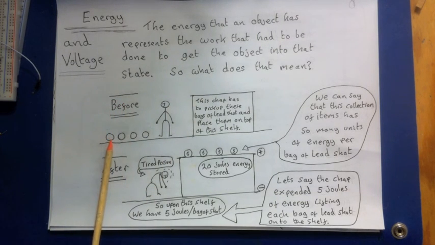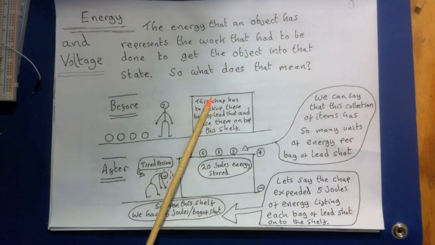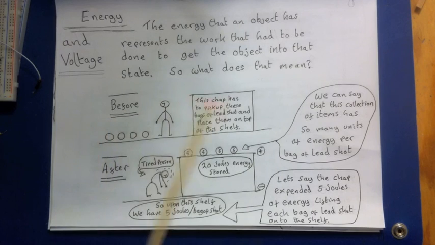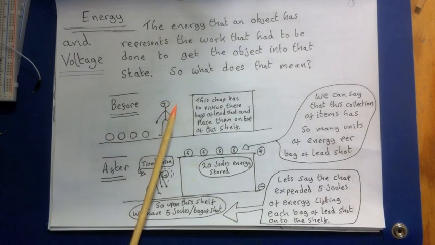I've got here four objects, which I'm just calling four bags of lead shot. You might wonder why I'm using this example, but it makes it easier to relate later on. Just imagine that these are four bags of lead shot, and this chap has got to lift each one up onto the top of this shelf, one in turn. So I've written here, this chap has to pick up these bags of lead shot and place them on top of this shelf.